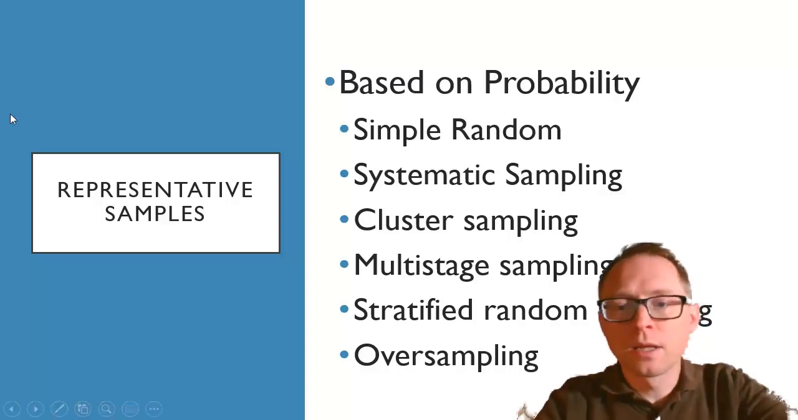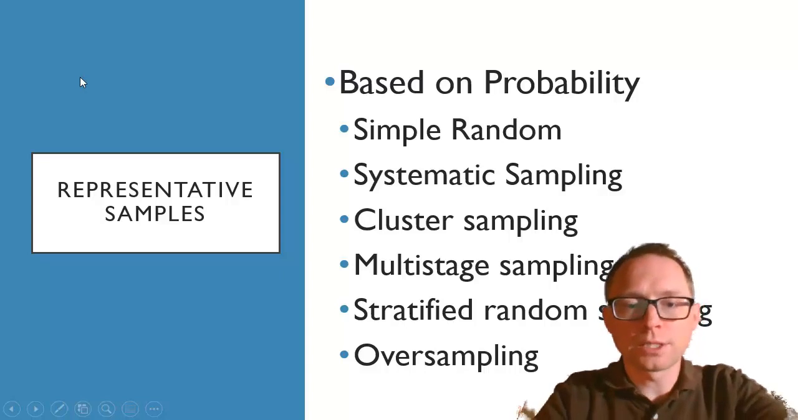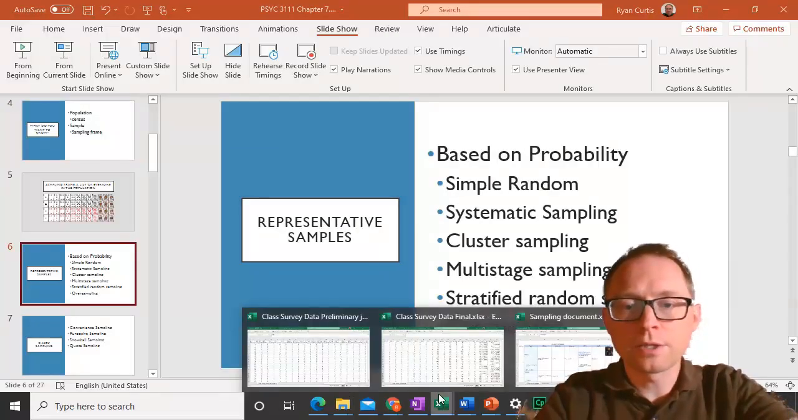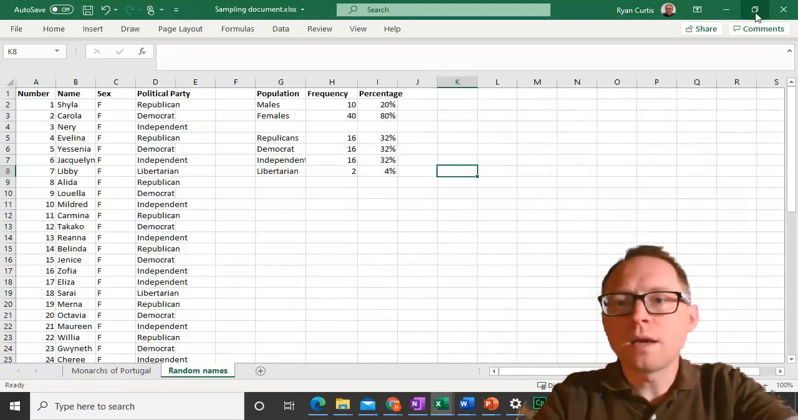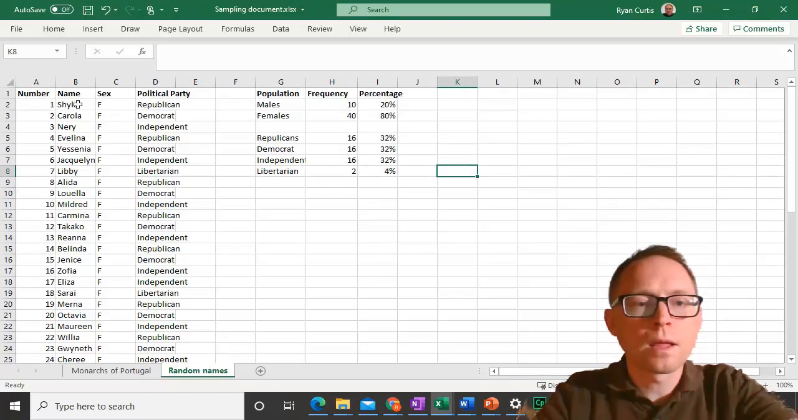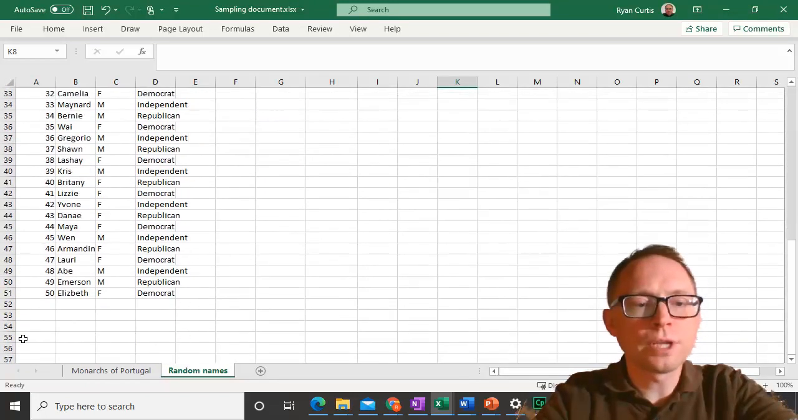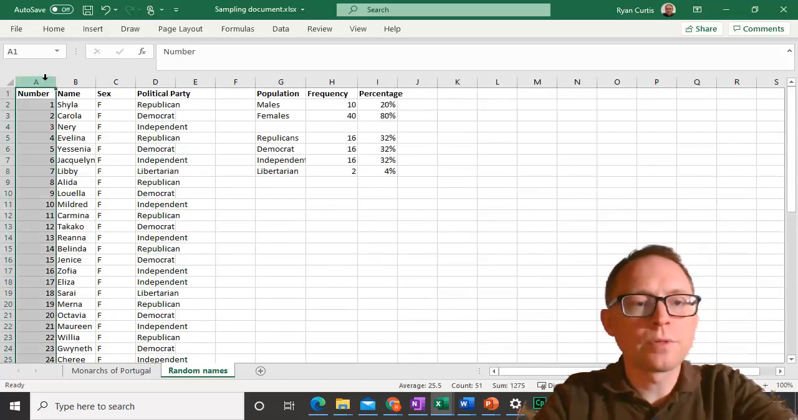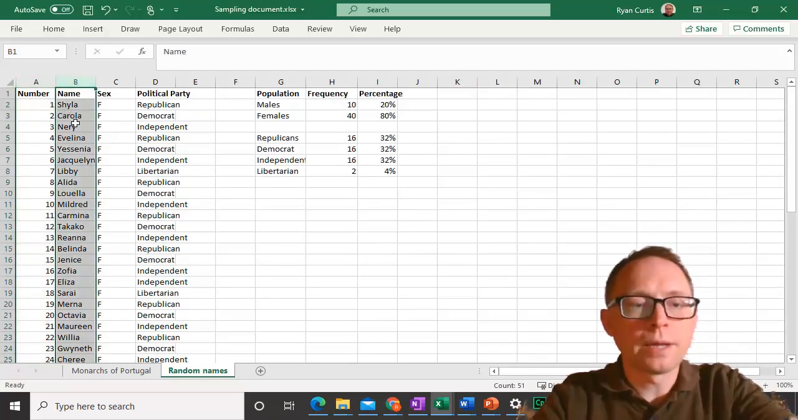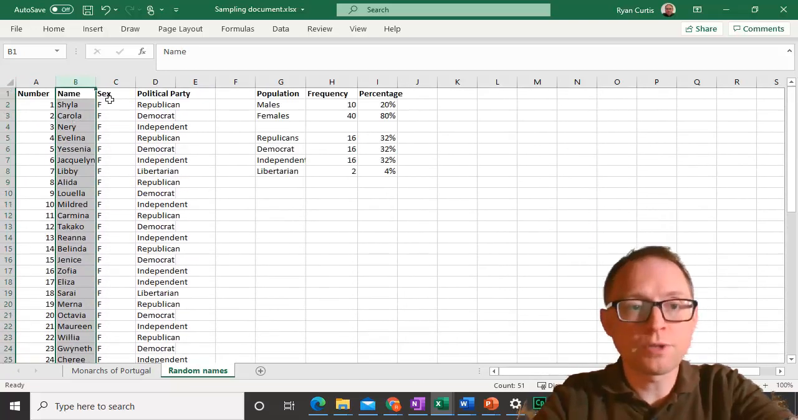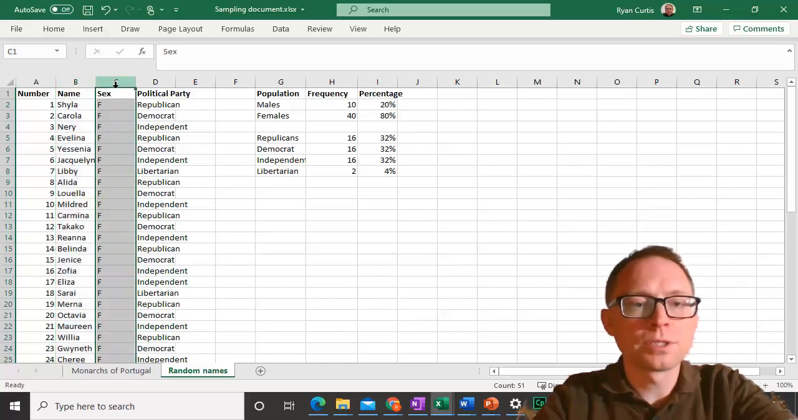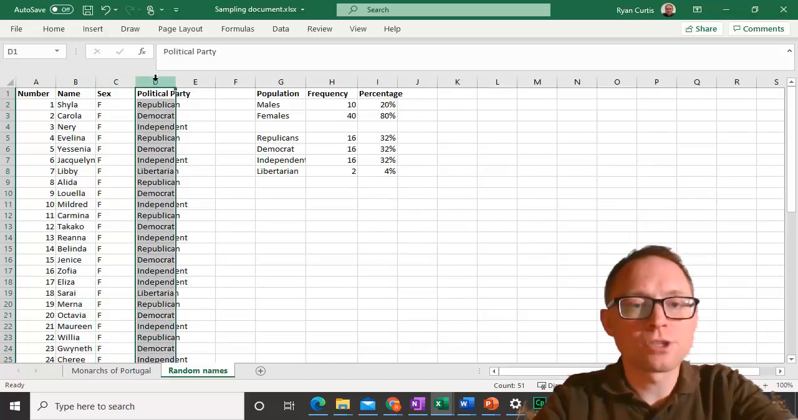So in order to demonstrate, let's give a hypothetical example. We're going to start with this group right here. So I made up this list of 50 people. Okay? So if you see right here, this column is a number. I've given every person a number, and this is their name, right? So these are all 50 people in a population. All 50 people in the population. This is their sex. This is their political party affiliation.